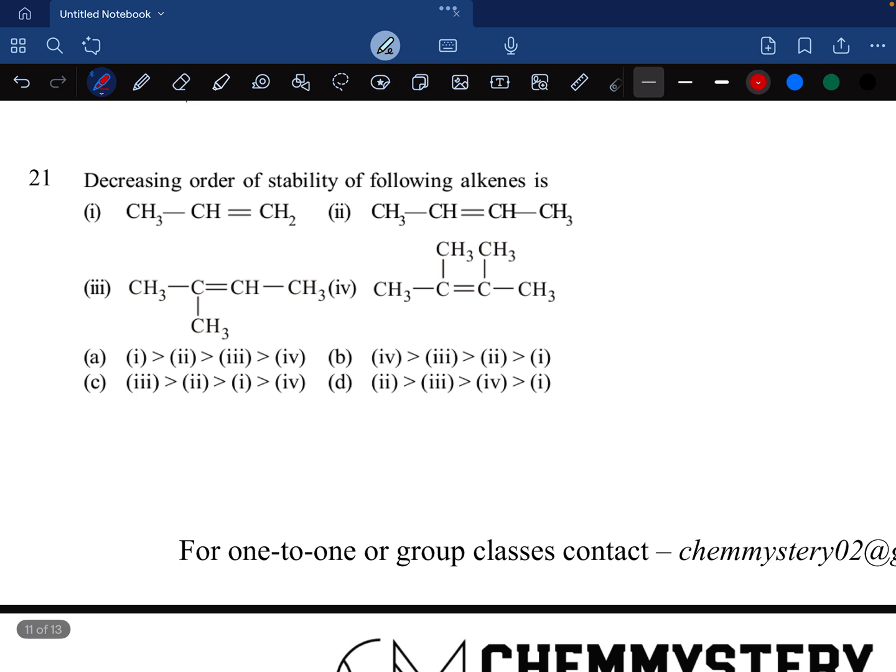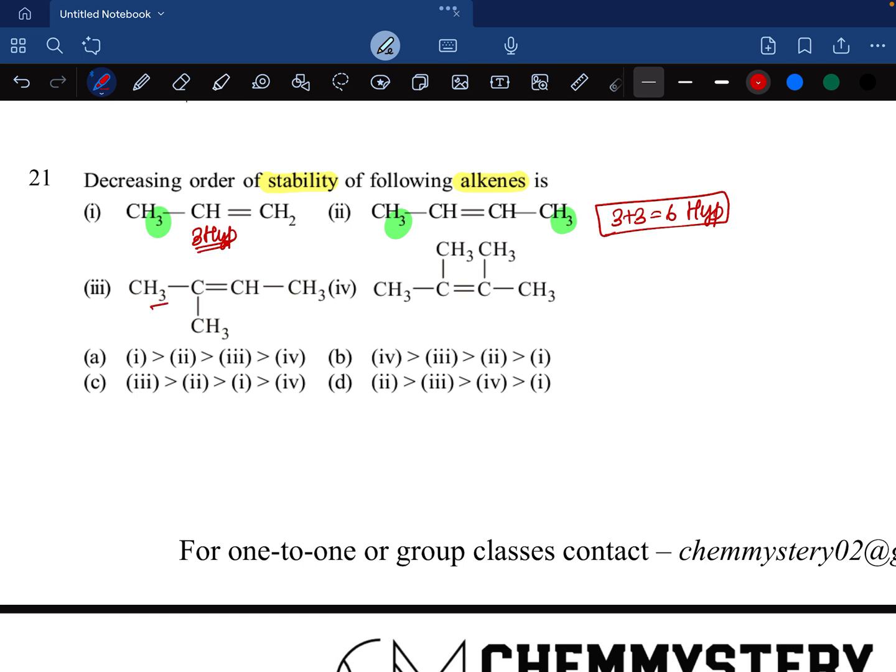Next, decreasing order of stability of the following alkenes is. Fine. We need to find the decreasing order of stability of the alkenes. What factor is working here? Resonance. Resonance is working. How many resonating structures? 3. 3 resonating structures to stabilize the alkene. Here how many? 3 plus 3, 6 resonating structures. Sorry, not resonating, it's hyperconjugating structures. How many? 3 hyperconjugating structures. Here how many? 3 plus 3, that is 6 hyperconjugating structures.